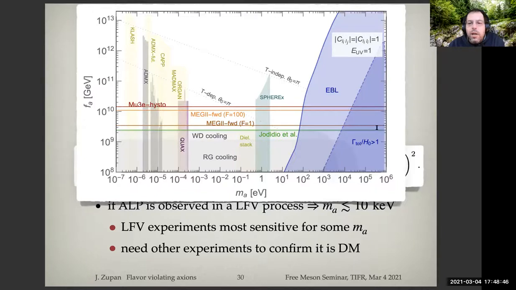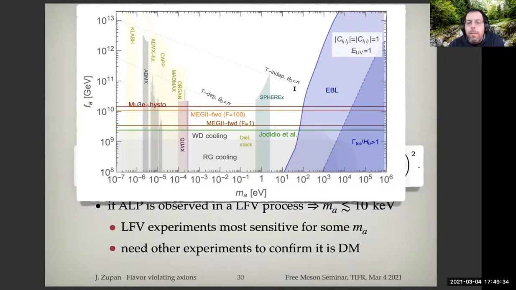So the lines here are the lepton flavor violating decay searches. No? So FCNC searches, your DDO et al. MEG II forward without focusing, with focusing, and mu2-3e. The dotted lines are there to guide your eye toward where you can have a relic abundance with a very simple mechanism. So just the oscillations with either temperature dependent masses, so that would be sort of a QCD-like behavior for the ALP mass, or a fixed mass.